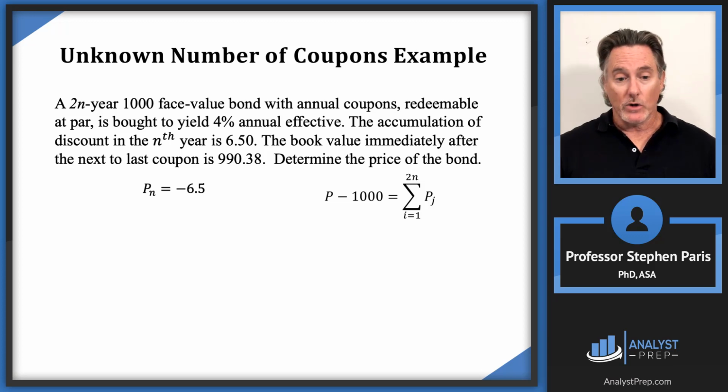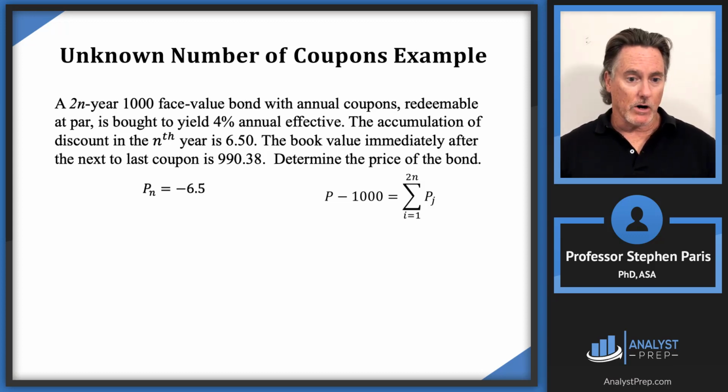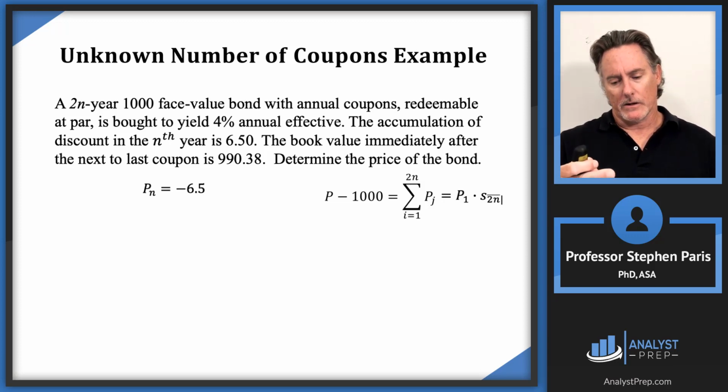And I also know that when I have level payments on an amortization table, which I do with these bonds, I have level coupon amounts in this case. And so I know that when I sum up all of those cap P values, I can take the first cap P value and multiply that by an S angle, the number of coupons there are, which is 2N. So this is what I get. I've got this relationship now between the price of the bond and the cap P values.